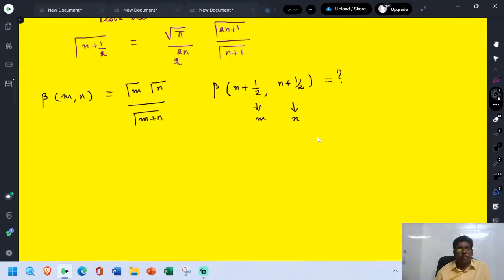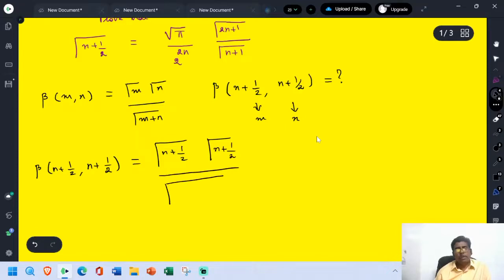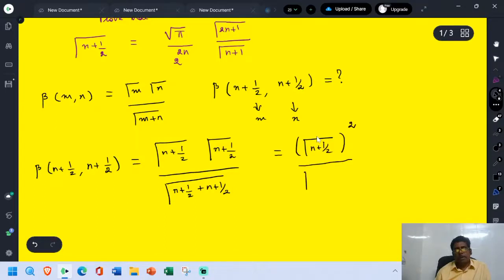Therefore, beta of n plus 1 by 2 comma n plus 1 by 2, which is equal to gamma of m, that is gamma of n plus 1 by 2, into gamma of n plus 1 by 2, whole divided by gamma of n plus 1 by 2 plus n plus 1 by 2. This is gamma of n plus 1 by 2 whole square divided by gamma of 2n plus 1. Consider this is equation number 1.